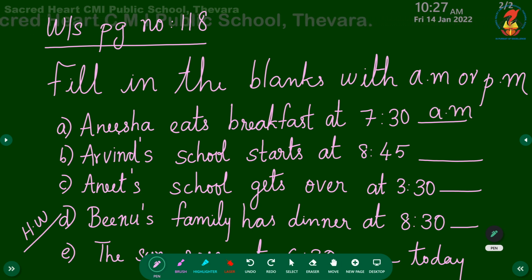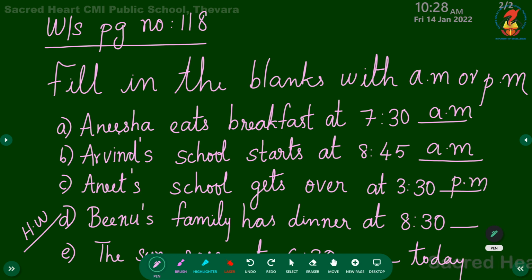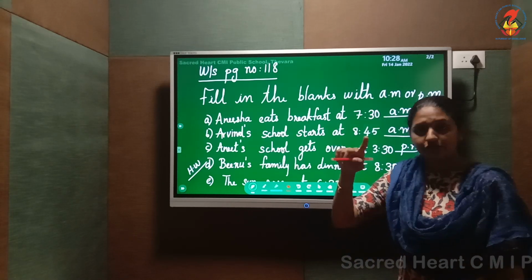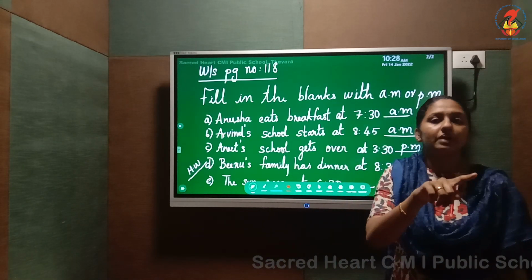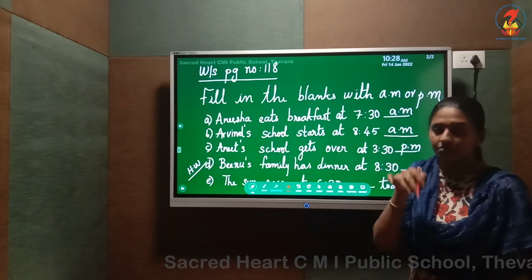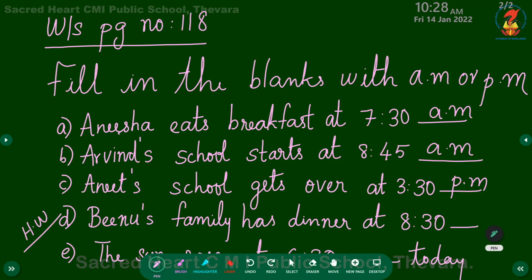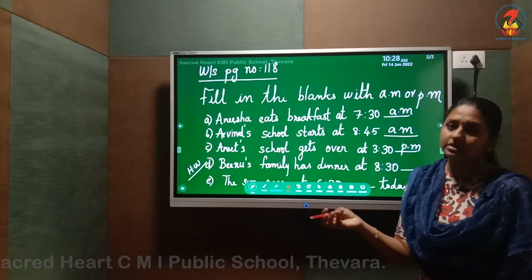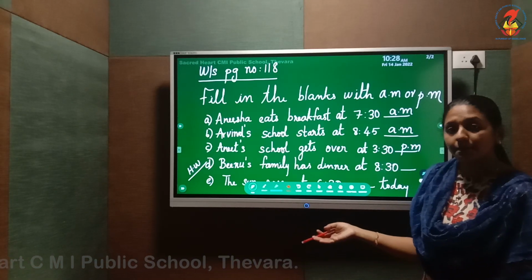Aravind's school starts at 8:45. Schools start in the morning, right? So it's AM. Then Anita's school gets over at 3:30. Schools wind up in the afternoon, so we write PM. When can we use PM? After 12 noon to before 12 midnight. So 3:30 is included in PM time. Bino's family has dinner at night, so we use PM.